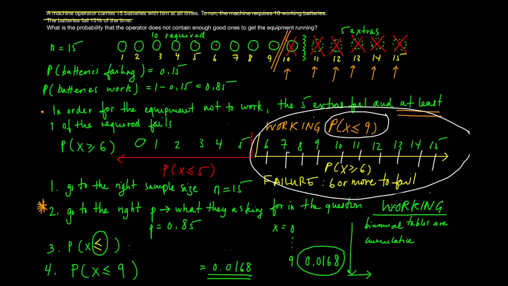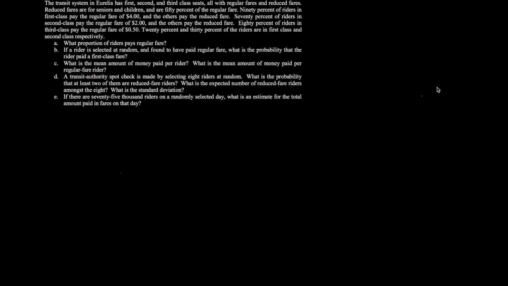Just make sure that you assign the right P and the right Q to the right probability that you're looking for, so the right X amount of, in this case, batteries that you're looking for. Now I showed you this is a bit of a tougher binomial problem. So now let's move on to the final set of questions, which are the continuous probability questions.